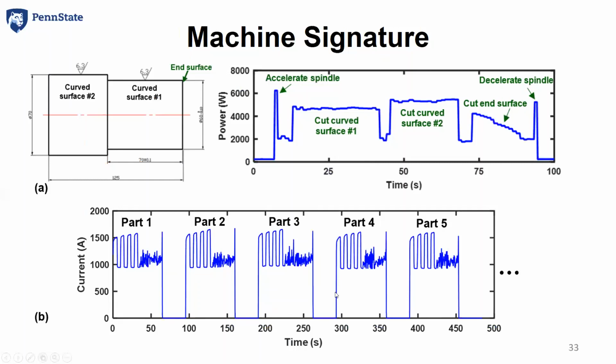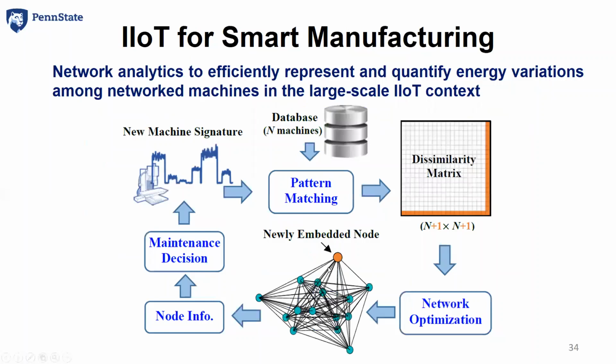So what if this information is available, right? If we pass it to the cloud and we are monitoring the manufacturing process through the cloud. So how do we leverage such data and derive useful information and knowledge from those data for process monitoring and control? A new idea we propose is network modeling analytics to efficiently represent and quantify energy variations among networked machines in the large-scale industrial IoT context.